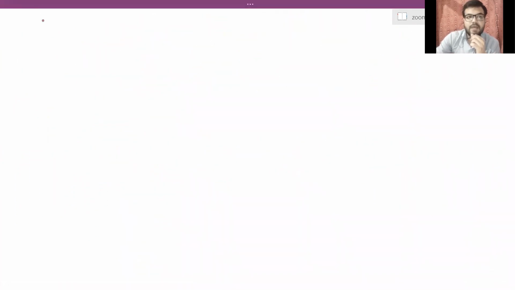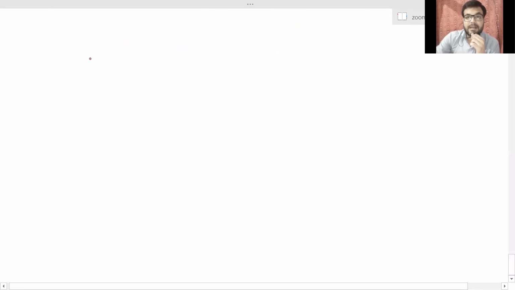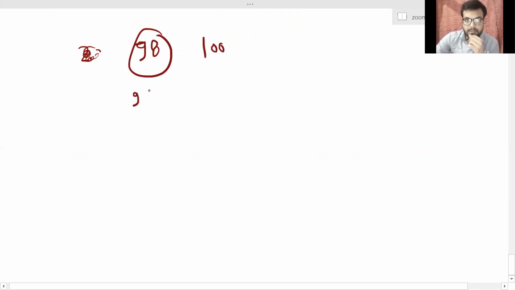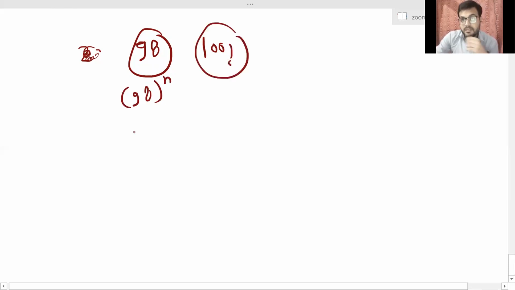Now suppose I have to find out the maximum power of 98 in 100 factorial. What is the maximum power of 98 in 100 factorial? You have to find out this thing. So guys, obviously 98 is a composite number again. You cannot divide this 98 by 100, and this 100 cannot be divided by 98.